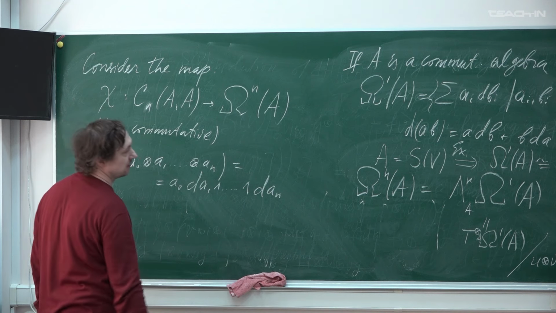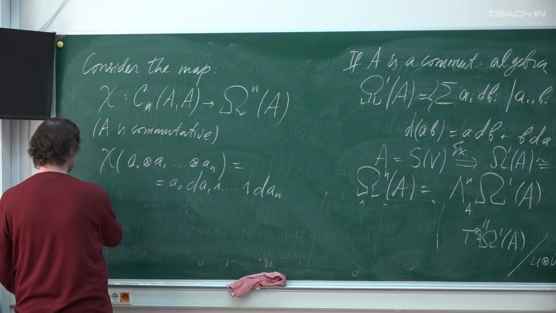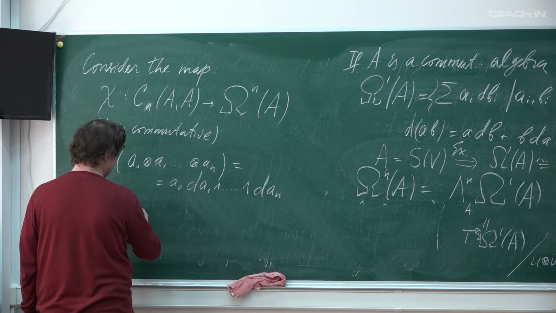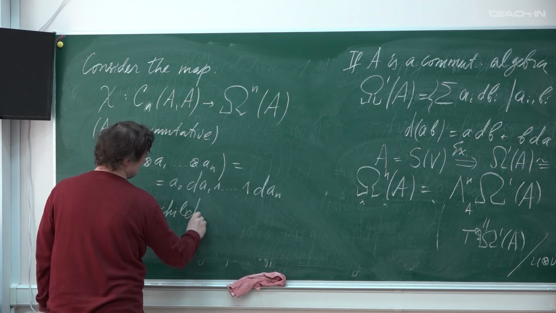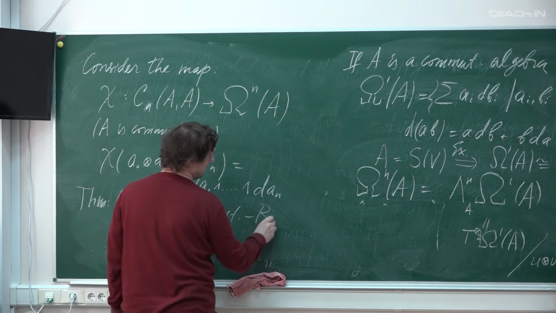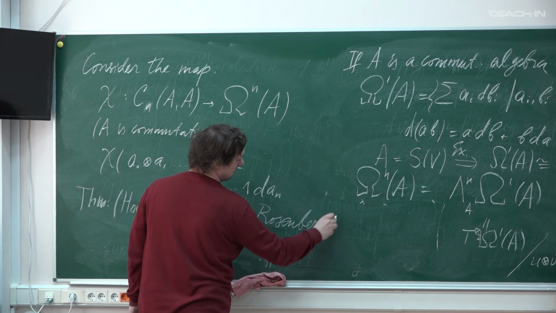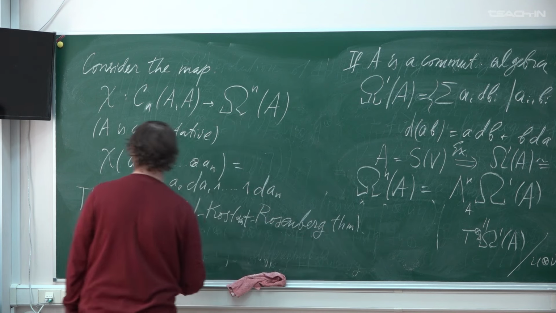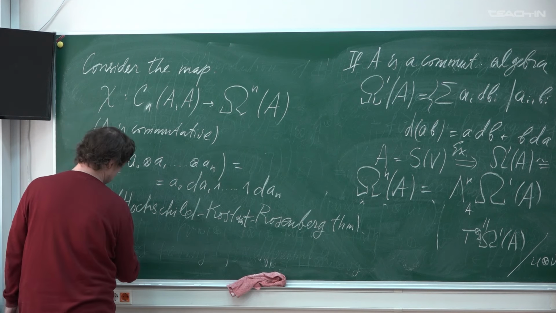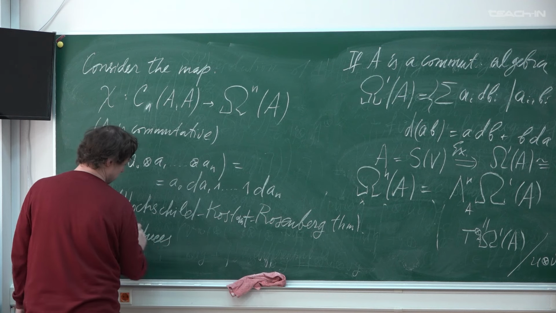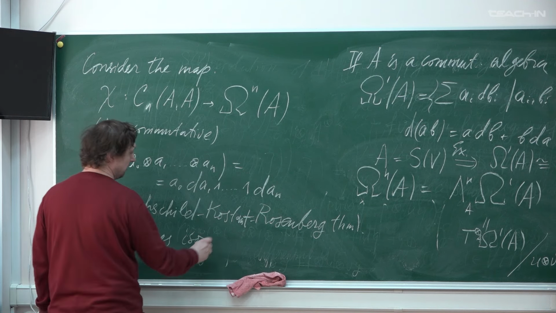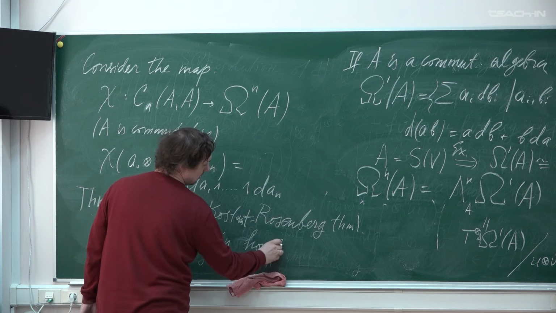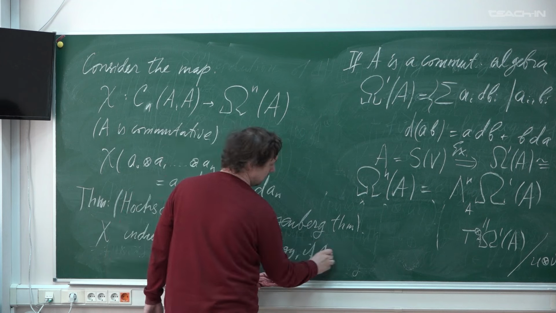Now, what I have just proved using this resolution is the following theorem, which is the simplest form of the Hochschild–Kostant–Rosenberg theorem. χ induces an isomorphism in homology, sorry, in homology, if A is equal to S(V).